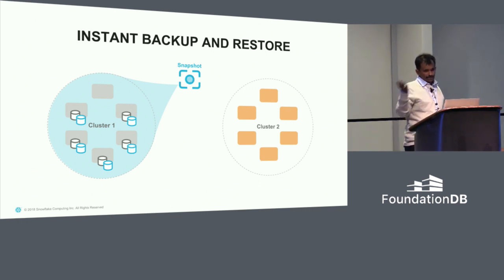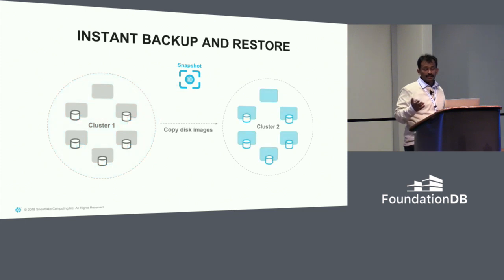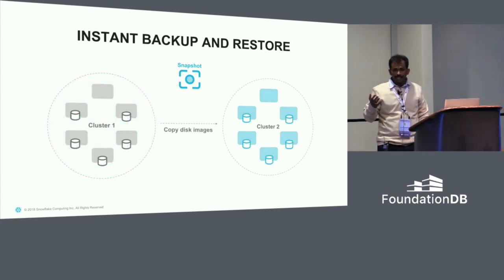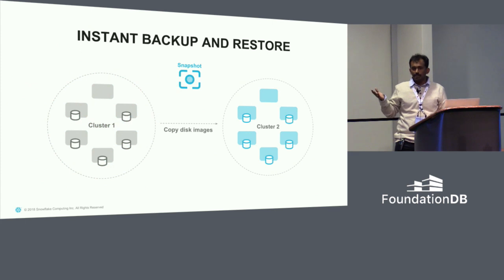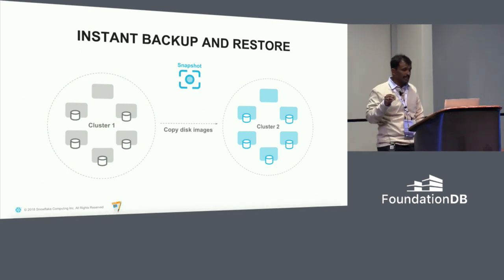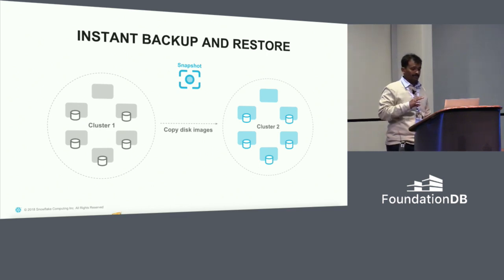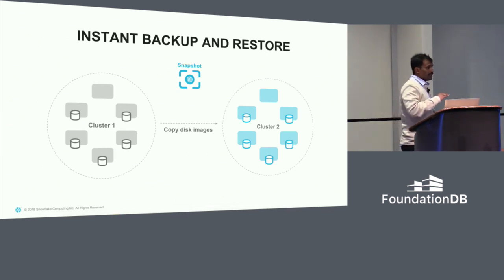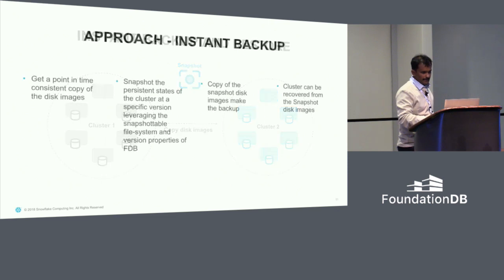And cluster two is like a vanilla cluster with no disk images attached to it. You can copy these disks over there, attach them, and bring up the cluster. Of course, you need to modify the fdb.cluster and foundationdb.conf, et cetera. A little bit of tooling is necessary, but the restores are pretty much instantaneous. For this feature to work, you need either a snapshottable file system or snapshottable block storage. So this is pretty much the text of what I explained in the previous slide, so I'll just skip this.